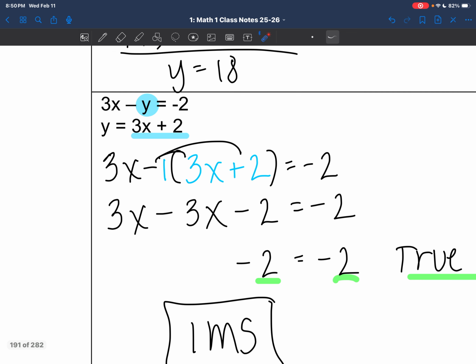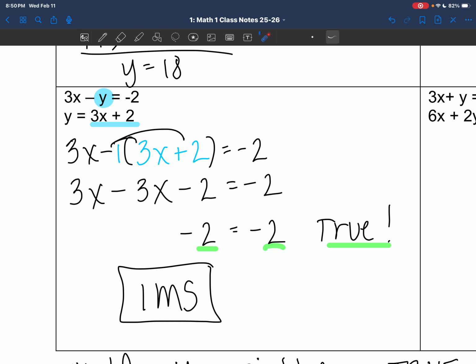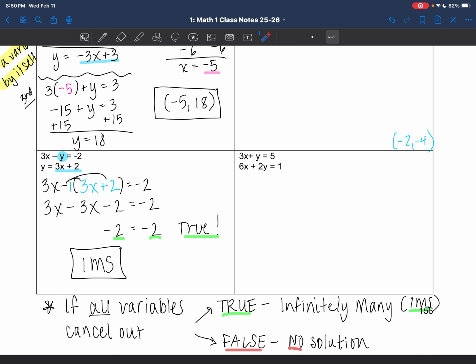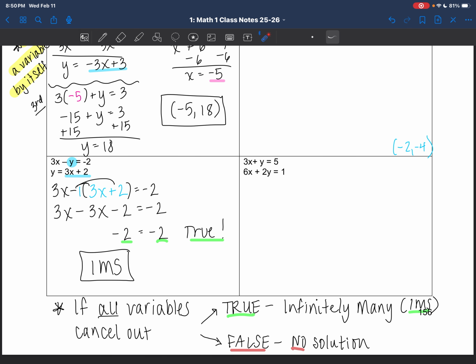Well, is that true? Yes, it is true. So if that's true, what it means is infinitely many solutions. Now, very important, make sure you're writing this down. So if your variables cancel out and you're left with a true statement, it's infinitely many solutions. If we would have gotten something like, I'll just use this as an example, 5 equals -3, this is a false statement, so that would be no solution. So this one would be like 2 equals 2.